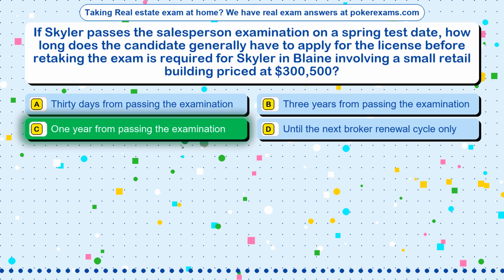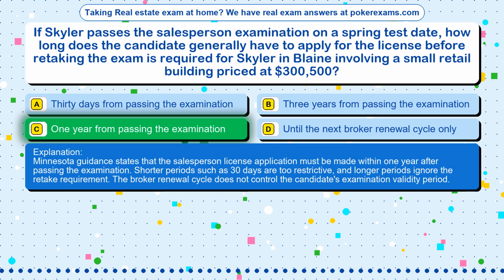The correct answer is option C, 1 year from passing the examination. Minnesota guidance states that the salesperson license application must be made within 1 year after passing the examination. Shorter periods such as 30 days are too restrictive, and longer periods ignore the retake requirement. The broker renewal cycle does not control the candidate's examination validity period.